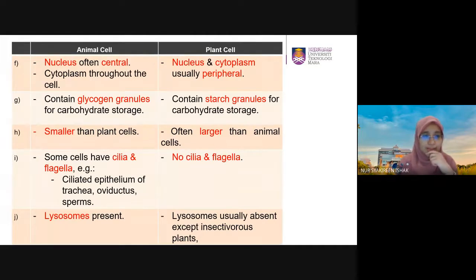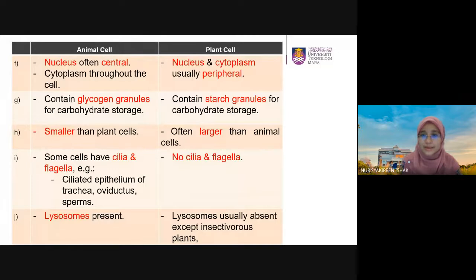Okay, so next, for animal cell, they contain glycogen granules for carbohydrate storage. Okay, so glycogen, the monomer for glycogen is glucose. Okay, alpha glucose. So for animal cell, the many molecules of glucose from the food that you eat, from the food that is absorbed by your body, they are stored, especially for glycogen, in the liver cell or in the muscle cell. Okay, so this glucose are stored as glycogen.